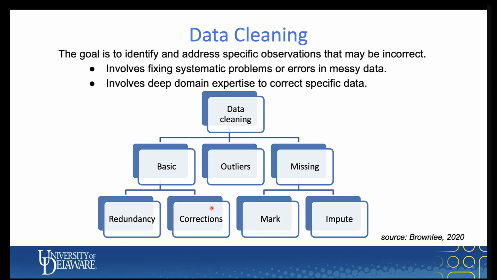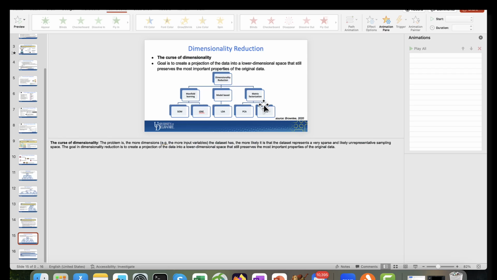And there are three basic categories of cleaning. One is basic, as we just indicated: try to identify the systematic errors, do corrections, or identify redundancy. There's also using some statistics to define normal data and identify outliers in the data that can bias the outcome of the model. And also identifying missing values in order to either mark them or impute them.